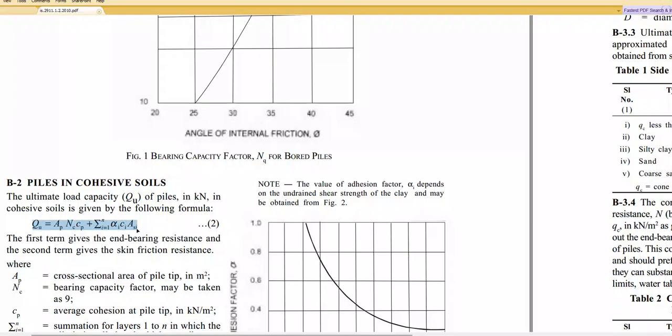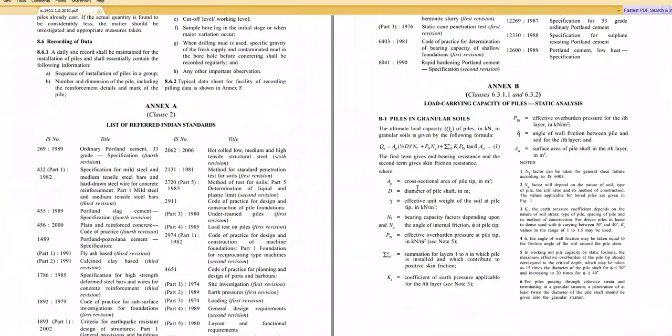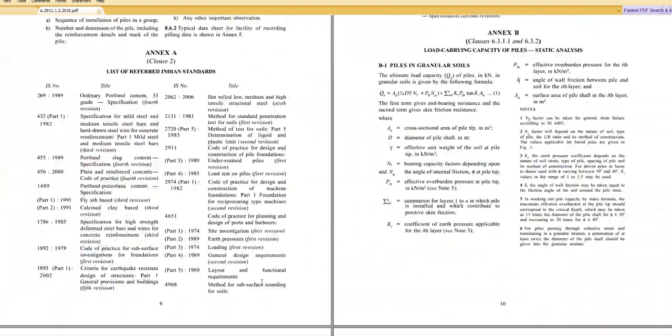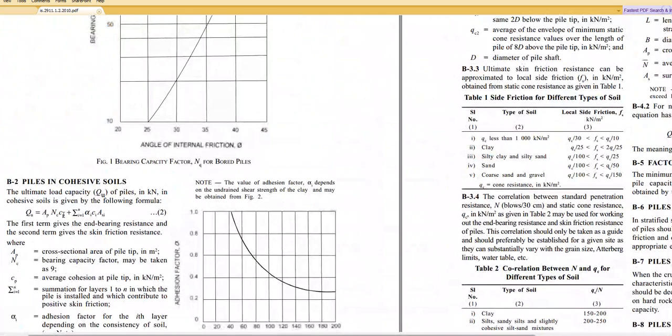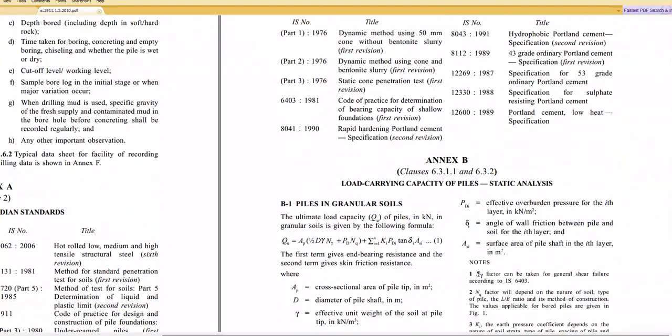right? So what does this formula imply? This formula has two parts, right? First component and the second component. The first component here is the end bearing component. The second one is the skin friction component. This is valid for granular as well as the cohesive soils. In cohesive soils also you will see we have two components, right? First one is for the end bearing and second one is for the skin friction. So let's just have a brief go through about what the components are.